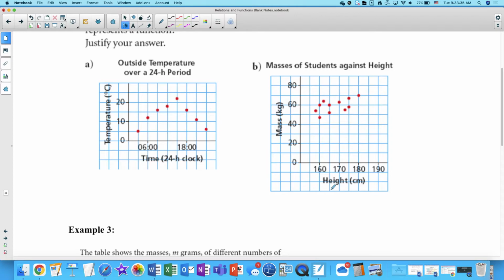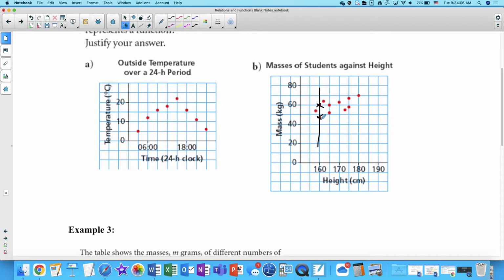Okay, so what do we think? First one, yes or no? Yes. Second one? No, right. There are lots of places. If you want justification, just show at least one spot where the line intersects more than once. This input of 160, this is looking at your mass versus your height. So if you're 160 centimeters, there are 2 different masses associated with that. Okay? All right, example 3.